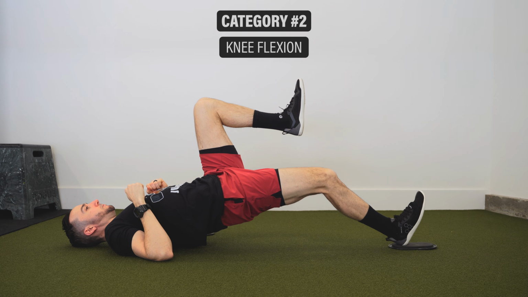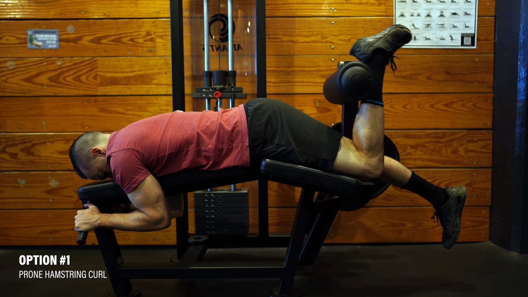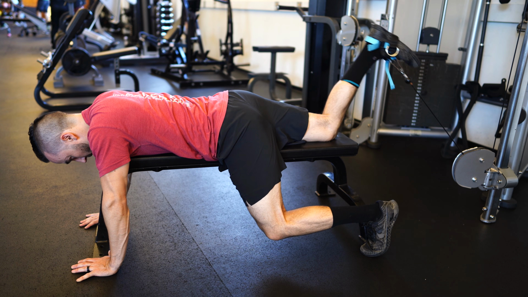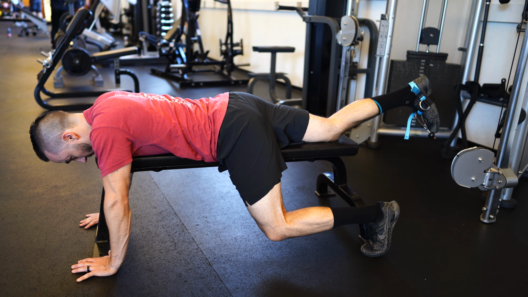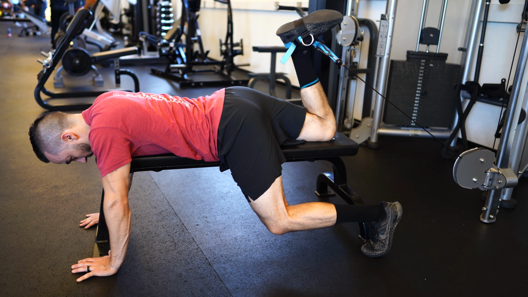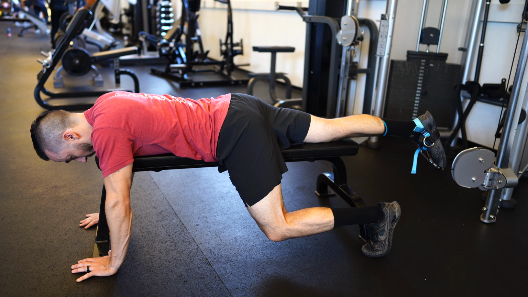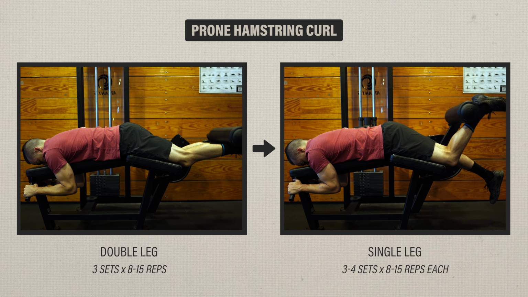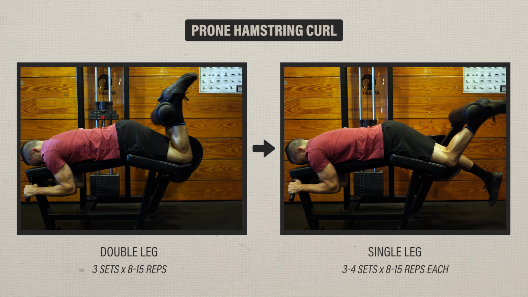Category 2, knee flexion. Option 1, prone hamstring curl. If you have access to the equipment, this can be a good entry point for loading the hamstrings since it requires minimal hip flexion. Start with the double leg variation and progress to a single leg once tolerated.